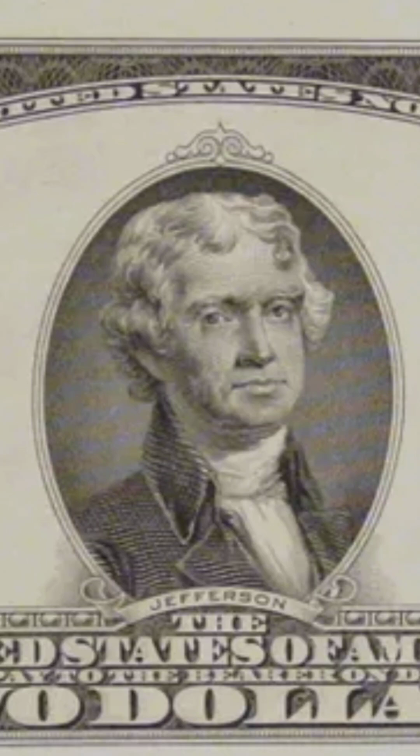$2 bill. Thomas Jefferson. President Thomas Jefferson's face is used on the front of the $2 bill, but that wasn't always the case. The nation's first Treasury Secretary, Founding Father Alexander Hamilton, was the first person to appear on the bill, which was first issued by the government in 1862. Jefferson's face was swapped in 1869 and has appeared on the front of the $2 bill since then.